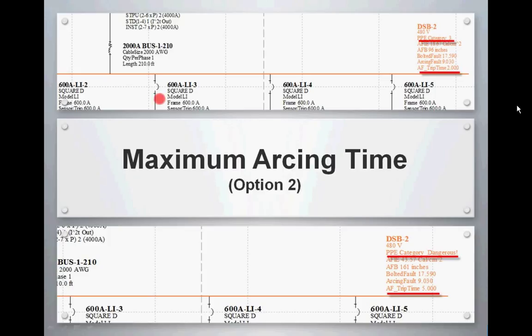Okay, so here we have a bus. This is a bus that's not protected by a line side, so there is no overcurrent protection device before the bus. This could be a panel, okay, probably a switchboard.